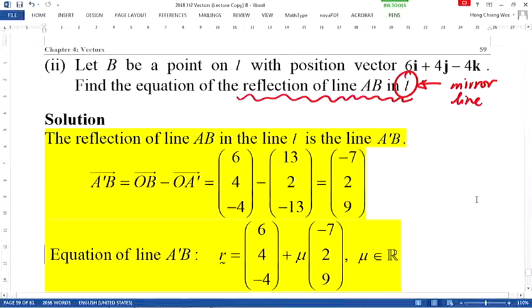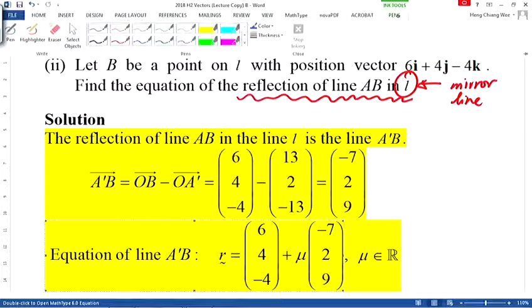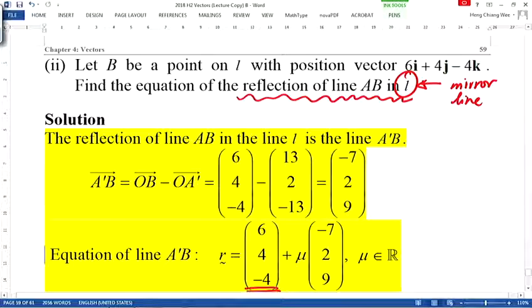So I hope you see that in this case, I don't need to find a common point, because that point B is the common point between L and the line AB. All I need is to then construct the direction vector, which is just A prime B. Again, remember that the equation of a line is not unique. For the point, you can either use OA prime or OB. It doesn't really matter. You will still get the same equation of the line.